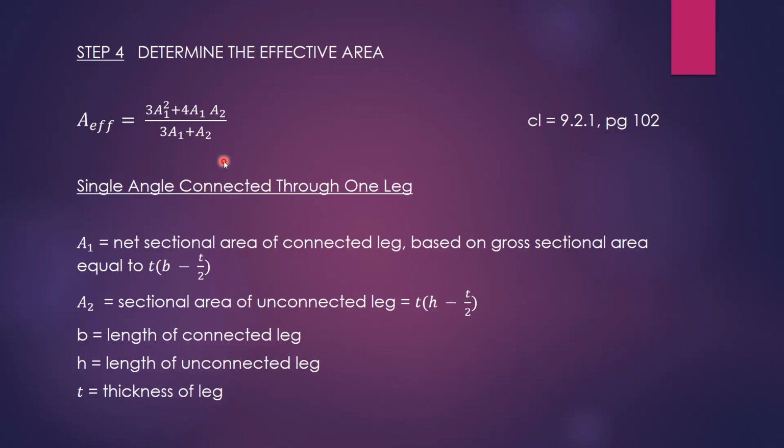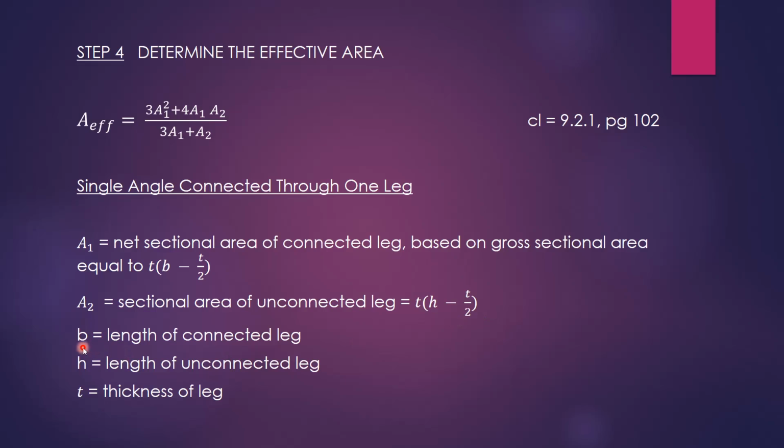Now I've extracted this one from page 102 as well. So area 1 is equal to the net sectional area of the connected leg, underline that one, connected leg, based on the gross sectional area, which is equal to t into (b minus t over 2). So this is area 1. Then area 2 is the sectional area of the unconnected leg. So this is t into (h minus t over 2).